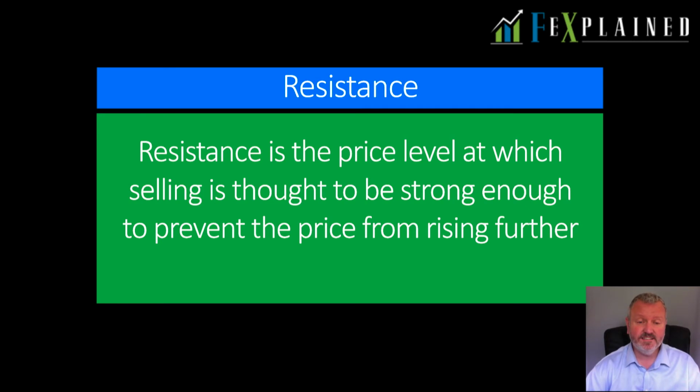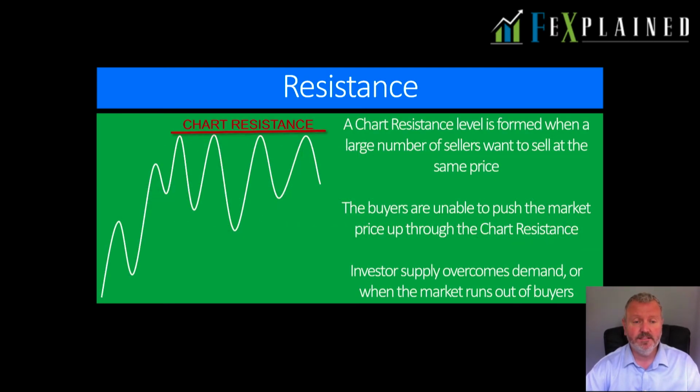Now let's look at resistance. So resistance is the price level at which selling is thought to be strong enough to prevent the price from rising further. So resistance levels are found above the current market price. So here we're looking at chart resistance, the market pushing higher on 1, 2, 3, 4 occasions and coming back lower. A chart resistance level is formed when a large number of sellers want to sell at around the same price. The buyers are unable to push the market price up through the chart resistance, and investor supply overcomes demand.